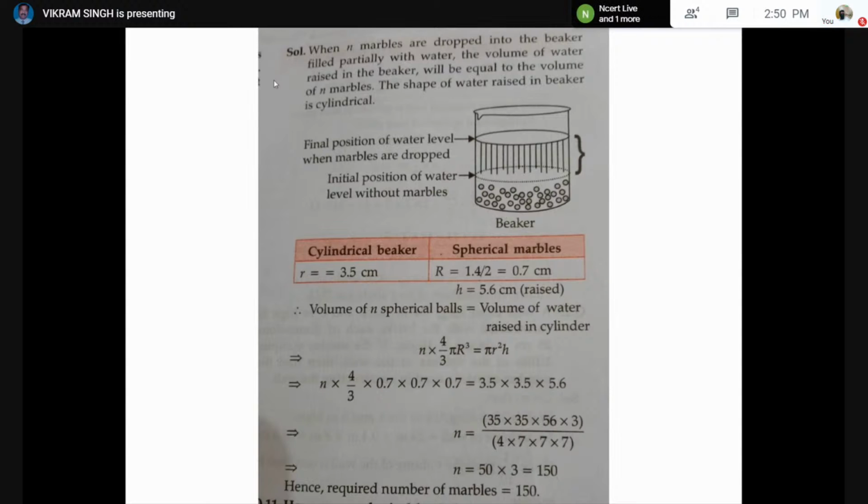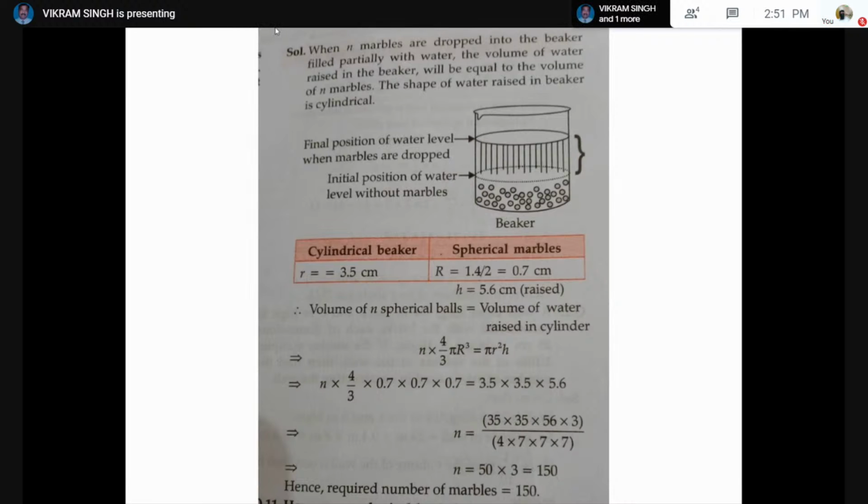After taking this quantity to the other side, that is, the known quantity and unknown separately, n becomes this type of quantity: 3, 35, 35, 5.6 multiplied by 3, divided by 4 times 0.7 cubed. So after calculating, it becomes 150. It means the value of n is 150. Hence the required number of marbles is 150. It means we have dropped 150 marbles in that beaker.